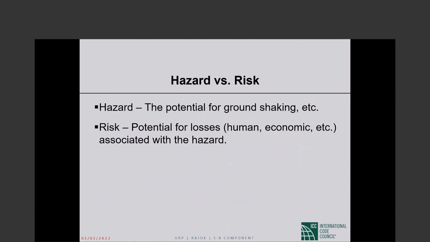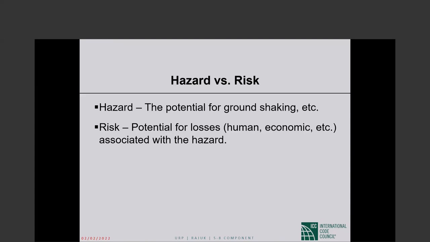Now, hazard versus risk. Those terms you will see all over the place. Sometimes they are used synonymously as if they're the same thing. They are not the same thing. Hazard is the potential for ground shaking or something else, a potential for some typically adverse event. The potential for something good happening is never called a hazard. Okay, it is something bad happening. The potential for that is called hazard.